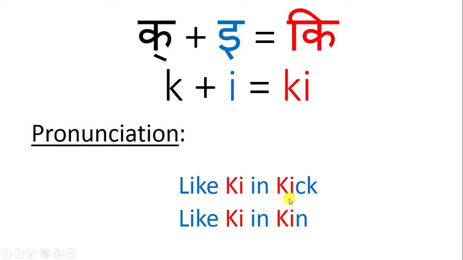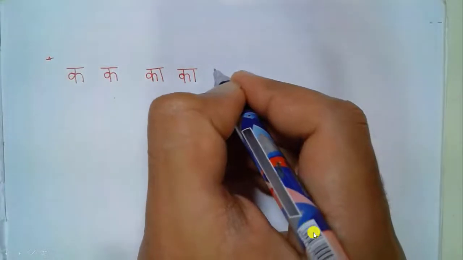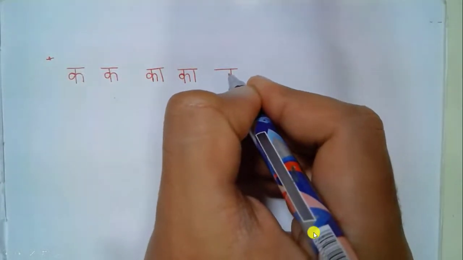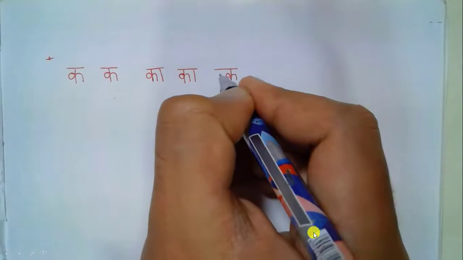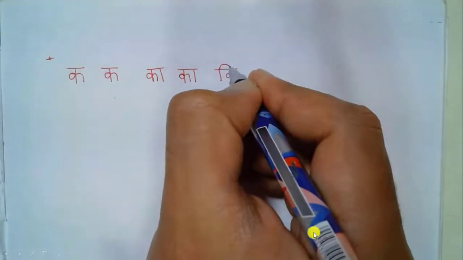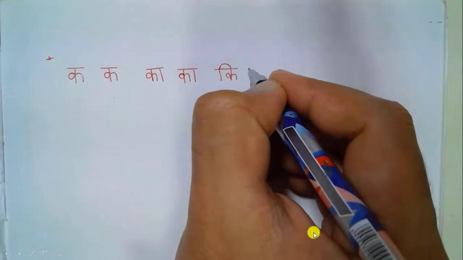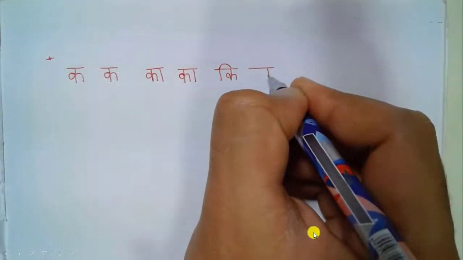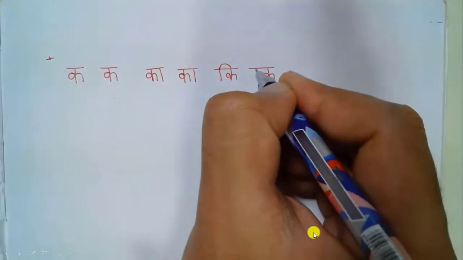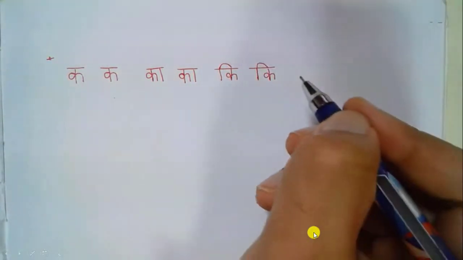Kick. And like ki in kin. Kin. All right. Let us see how to write it. Like this and like this. Okay, like this, a line to the left and like this. This is Ki.